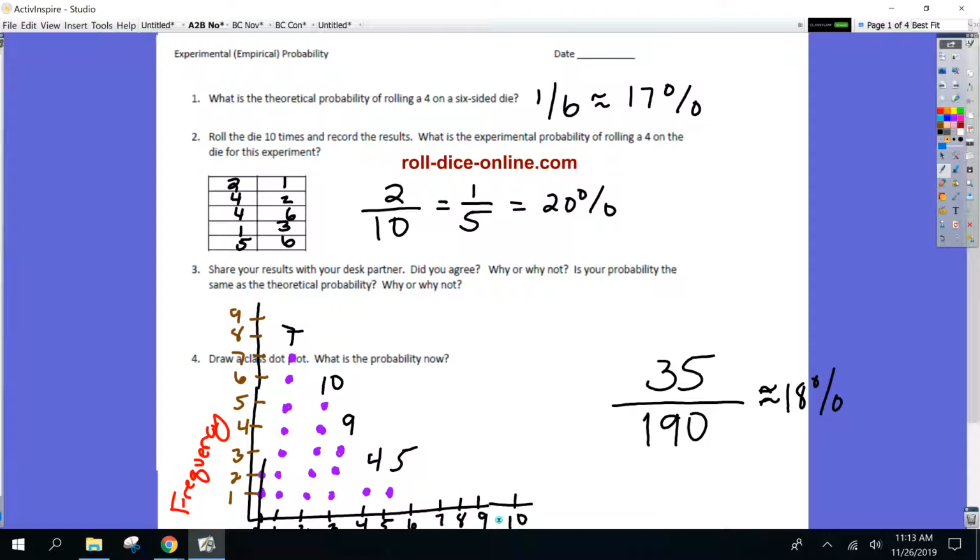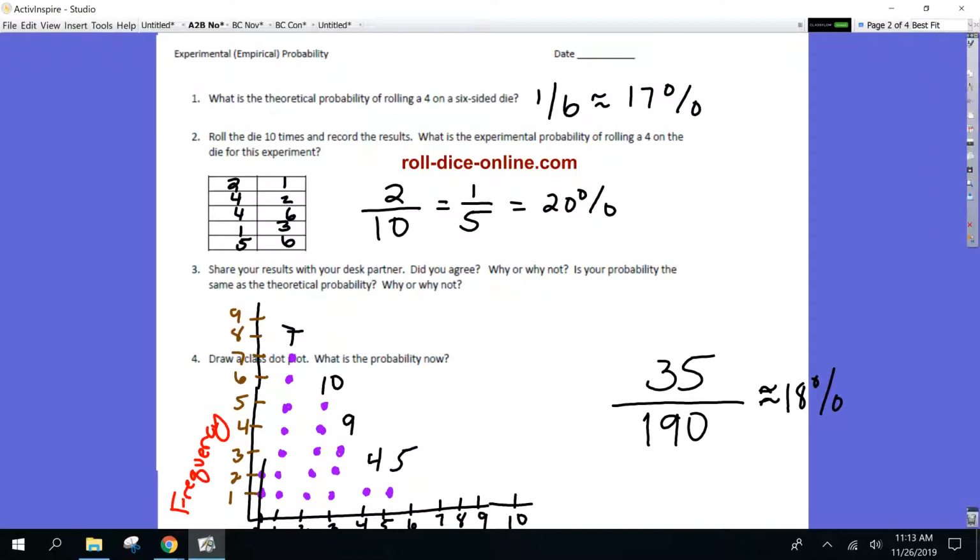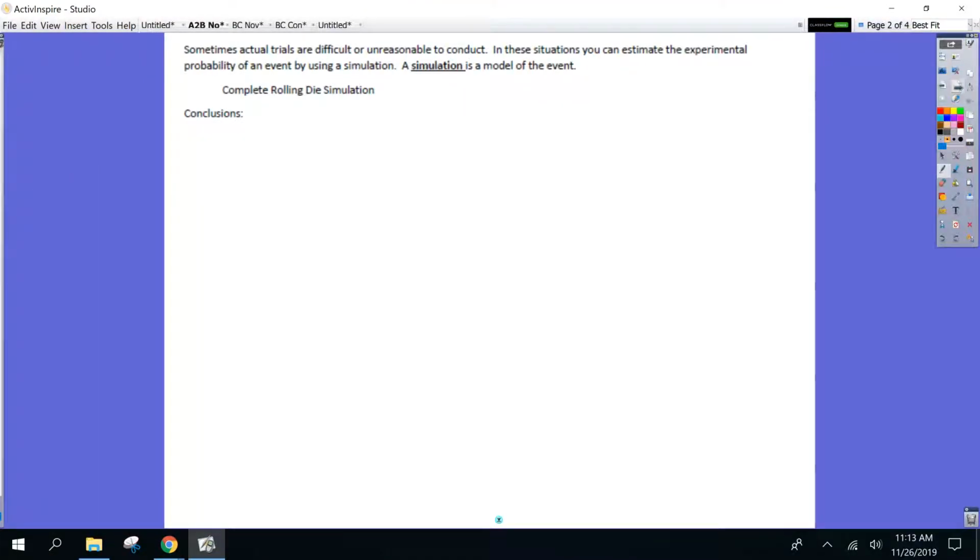Mine was 10 rolls. I got 20%. Then we did 190 rolls, 18%. If I had you do it again and again and again, this number is going to get closer and closer to the actual 17%. So the more trials you do, the closer the experimental comes to the theoretical. We all good there? Okay. I always find that interesting. I know you guys probably don't, but you have a conclusions section here, correct?